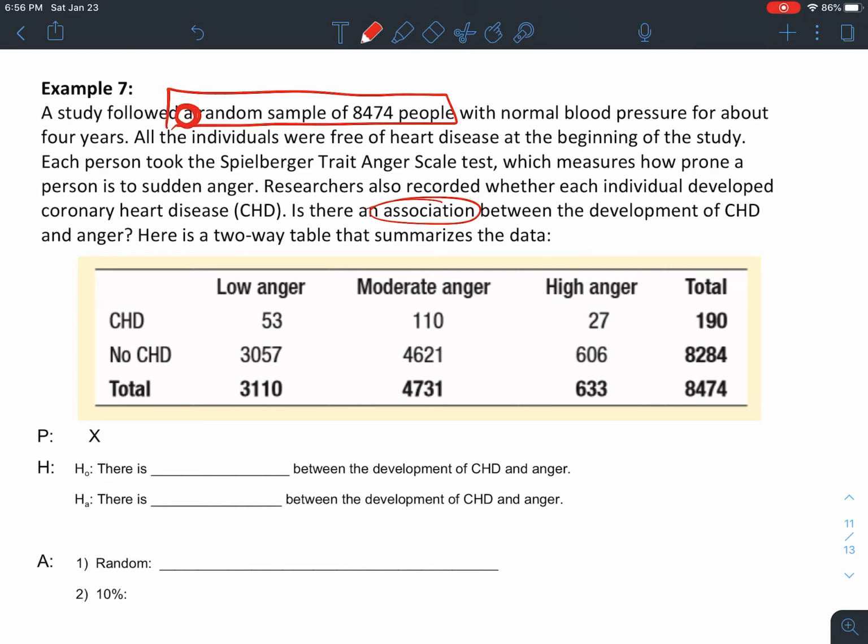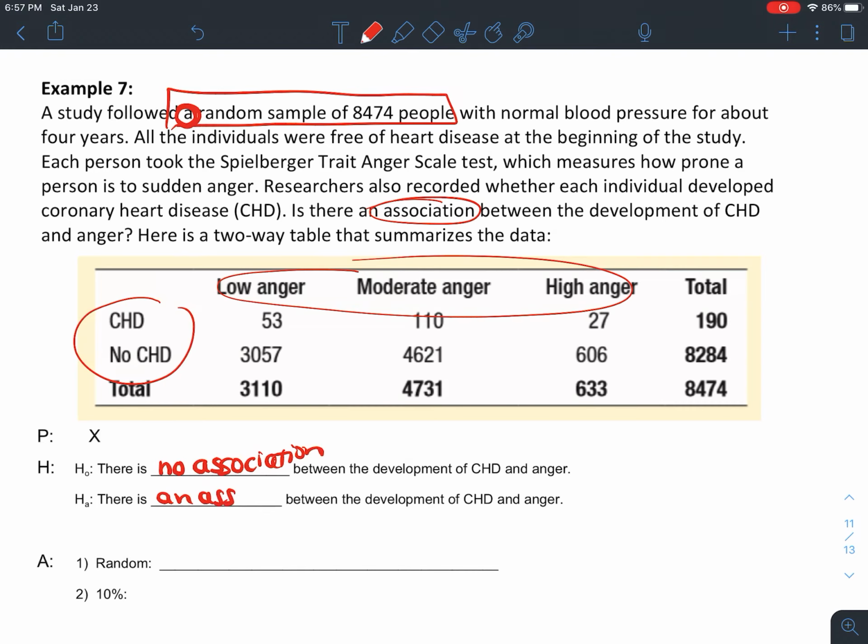But we get the gist that this was not collected from two separate samples, but rather this was collected from a single sample, and we are trying to compare the two categorical variables of what the anger level is to whether they're developing coronary heart disease. And so we want to say that our null hypothesis is that there is no association between the development of CHD and anger, and there is an association between those two categorical variables.